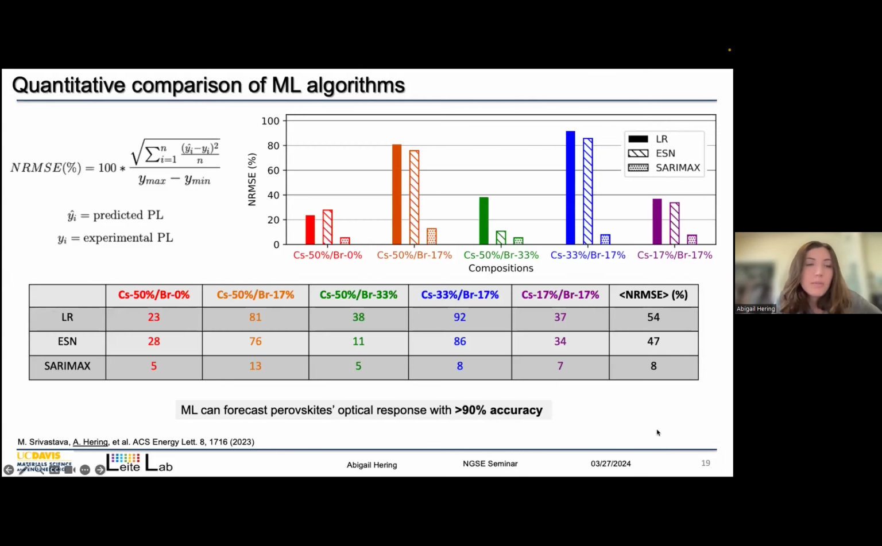And to compare them, we used normalized root mean square error, which here's the formula for this. This is just a simple way of comparing the accuracy across each of the models. And for the SARIMAX, the average error was less than 10%. So here we can claim that we're forecasting the perovskite optical response with greater than 90% accuracy.